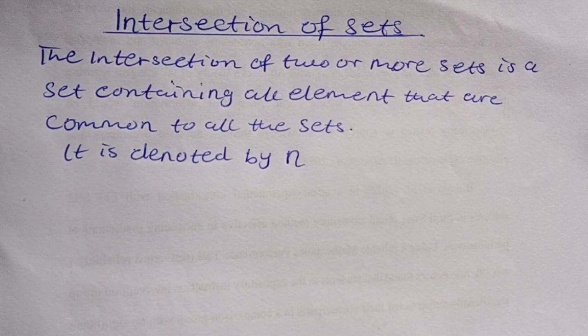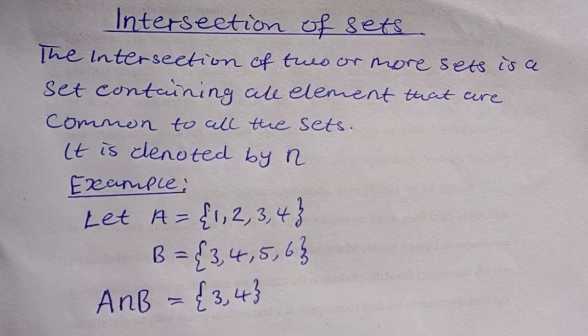Now let's look at the intersection of sets. The intersection of two or more sets is a set containing all elements that are common to all the sets. It is denoted by ∩. Example, let A be equal to the set containing the elements 1, 2, 3, 4, and B be a set containing the elements 3, 4, 5, 6. Now the intersection of A and B, written as A intersection B, is equal to the set containing the elements 3 and 4.